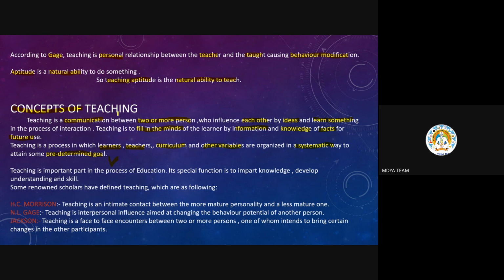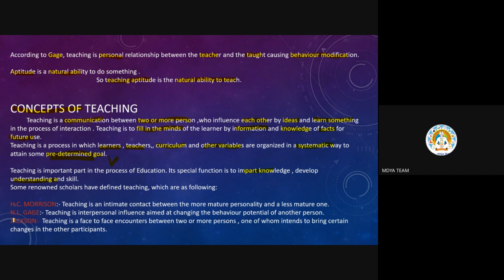Okay, so there are some predetermined goals, because a goal is very important to assess to what extent the knowledge and the information is imparted to the learners. So this thing is very important in teaching. Teaching is an important part of the process of education. Its special function is to impart knowledge, to develop understanding and skills.